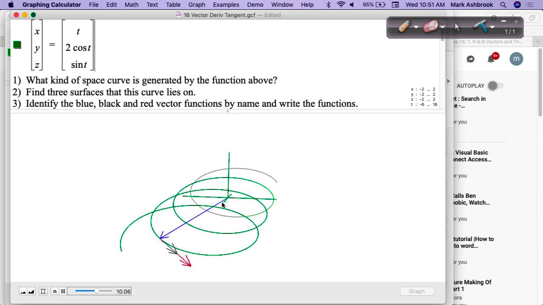So, what kind of space curve is this? Elliptical spiral. Yeah, a cylinder is a surface, right? So the technical name is a helix, elliptical helix, but spiral is fine too. Okay, so elliptical helix or elliptical spiral. We want to find three surfaces that this curve lies on.